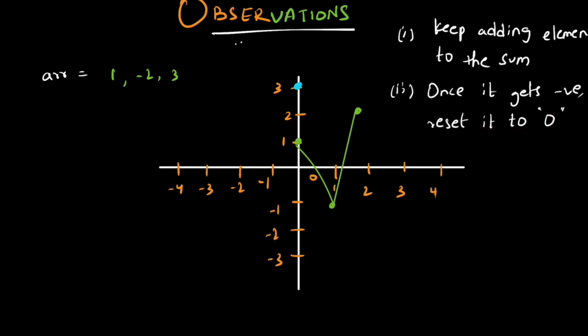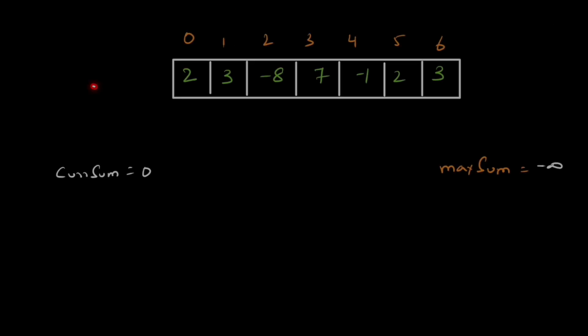Now let's keep this observation in mind and solve one example. So this is the array that we are going to run. For that, I have taken two variables. One is current sum, which is initialized to 0, and the maximum sum, which is initialized to the smallest negative number possible, so that we can maximize it as much as possible. So let's dry run it.